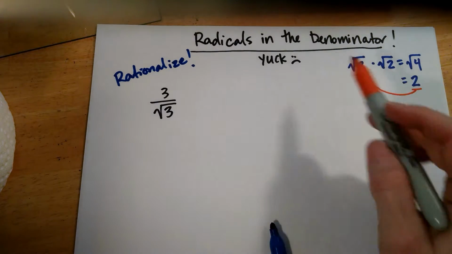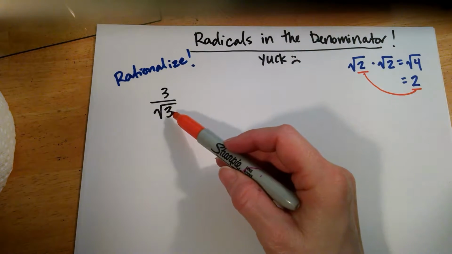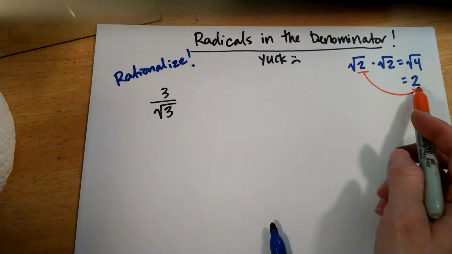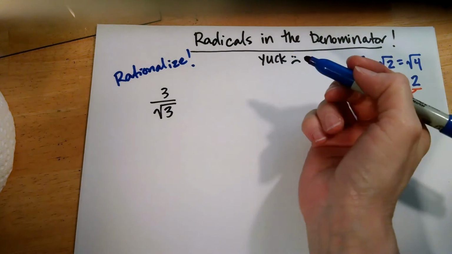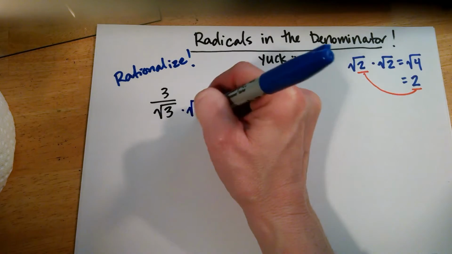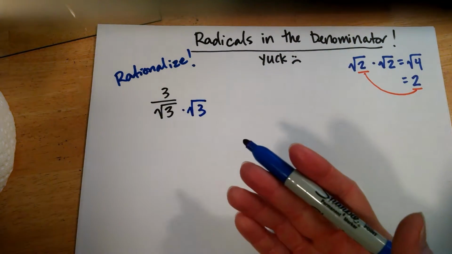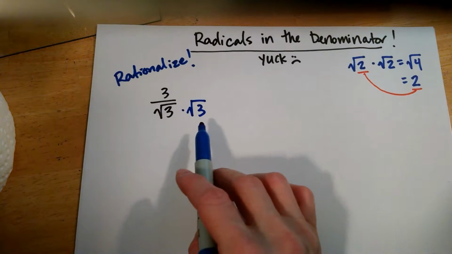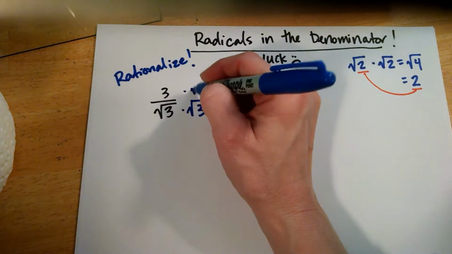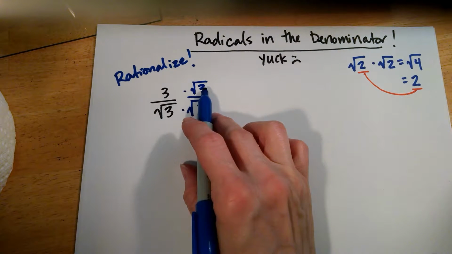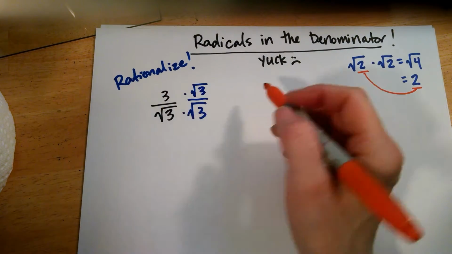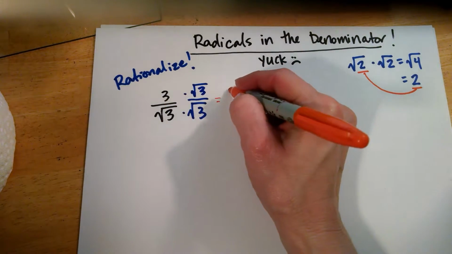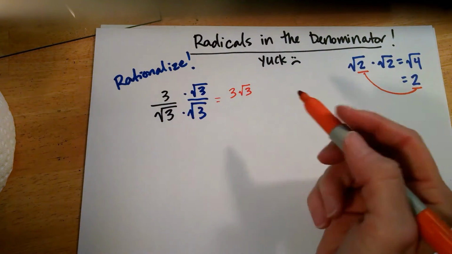Okay, so let's apply that over here. If we need to get rid of this radical, we multiply by itself. So square root of 3 times the square root of 3, I know I'll end up with just 3. But whatever we do to the denominator, we have to do the same thing to the numerator. So we're going to multiply the square root of 3 over the square root of 3. And in doing this, we need to multiply the numerators. So we have 3 times the square root of 3. All right, it is what it is.